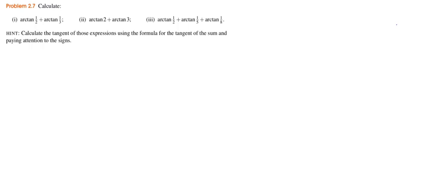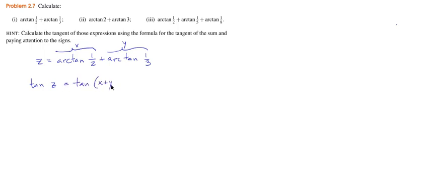Okay, so what does it mean? What's the hint saying? So if we have this expression, let's call it z. Okay, so z is the arctangent of 1 over 2 plus the arctangent of 1 over 3. What the hint is saying is that we want to compute the tangent of z and then see how this can give us some hints. Okay, so if we write the arctangent of 1 over 2 is x and the arctangent of 1 over 3 is y, then the tangent of z is just the tangent of x plus y.